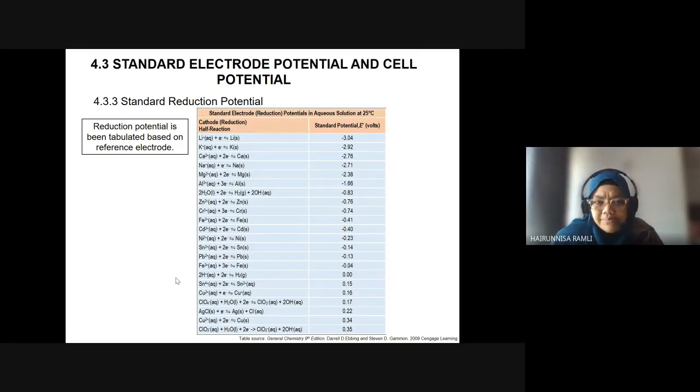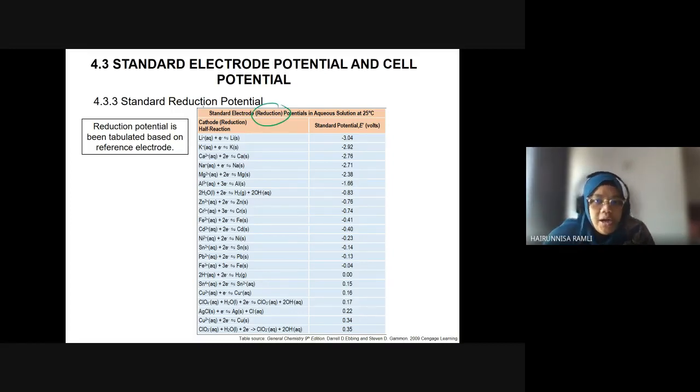Value ni akan diberi. Cuma it depends on the questions. Dia akan bagi dalam bentuk macam mana. Sometimes dia memang akan bagi dalam bentuk half reaction, lepas tu dia bagi value. Sometimes dia akan bagi dalam bentuk cell notation ke. Tapi dia bagi value ni tetap akan diberilah. Okay, so cara nak baca. Okay, so here this is the standard reduction potential. Nampak tak? Dia buat electrode dalam kurungan reduction.